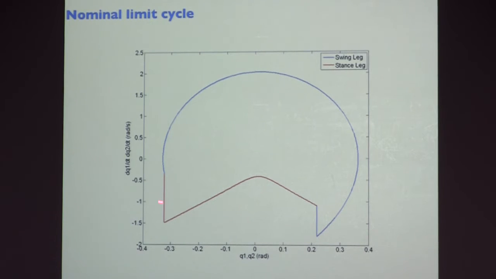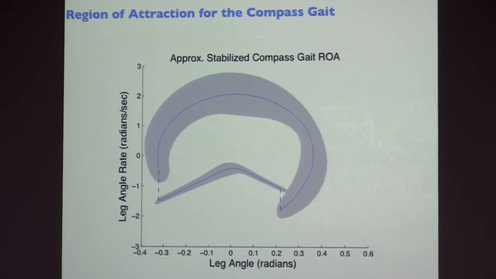Okay. And we knew there was some region of attraction of this from the passive system, but we couldn't compute it. But now we can with this construction. We can efficiently underestimate the region of attraction of these hybrid limit cycles.